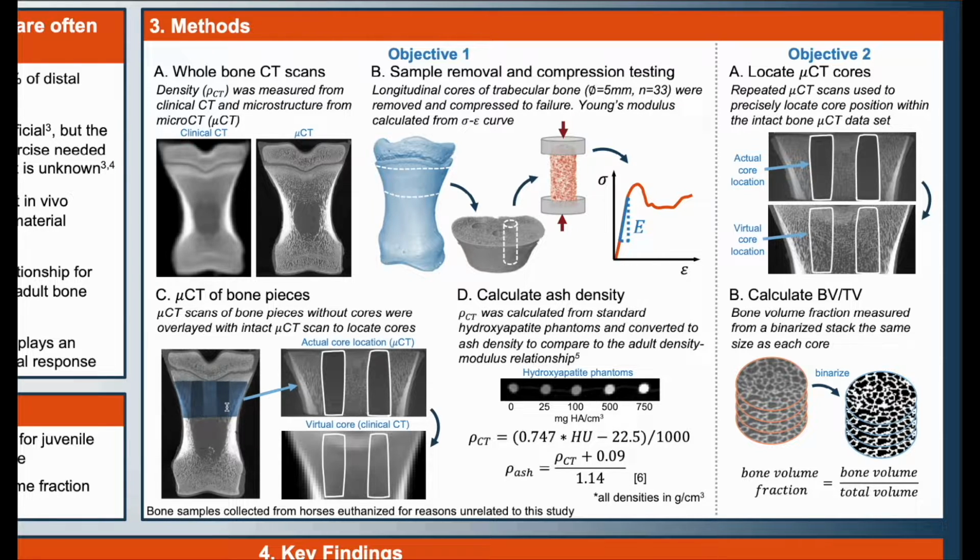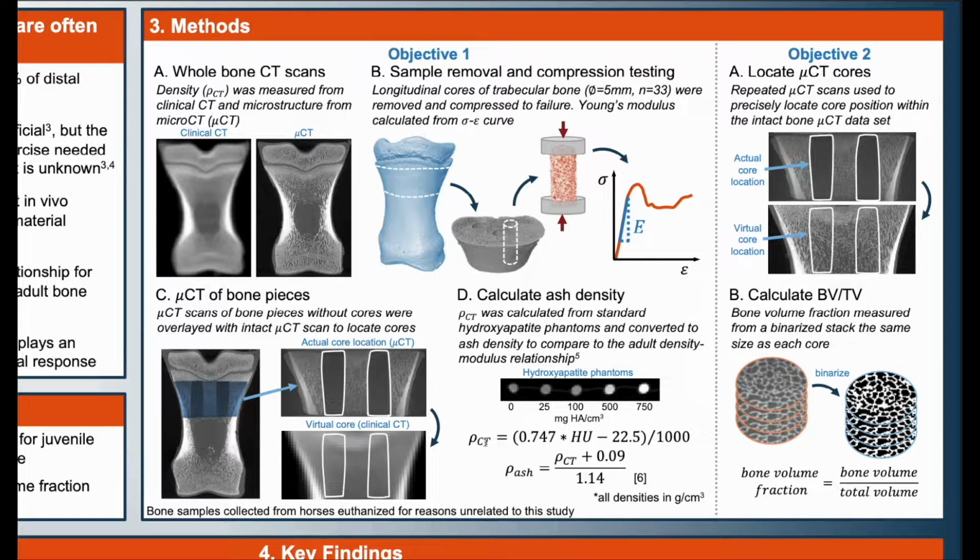Then these bone pieces that were missing cores, I scanned them again in the micro CT and then used a computer program called Amira to overlay these scans with the intact bone scan. And this allowed me to precisely locate the core with reference to the intact bone scan. And so here you can see the transition from where the cores actually were in this bone slab to where they are in the intact clinical CT scan.